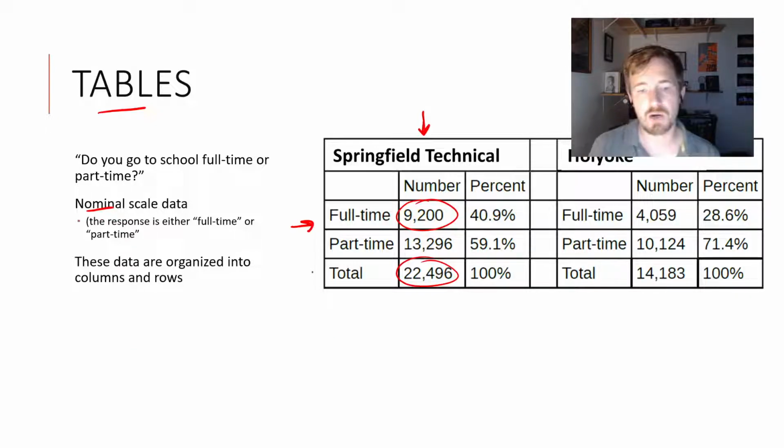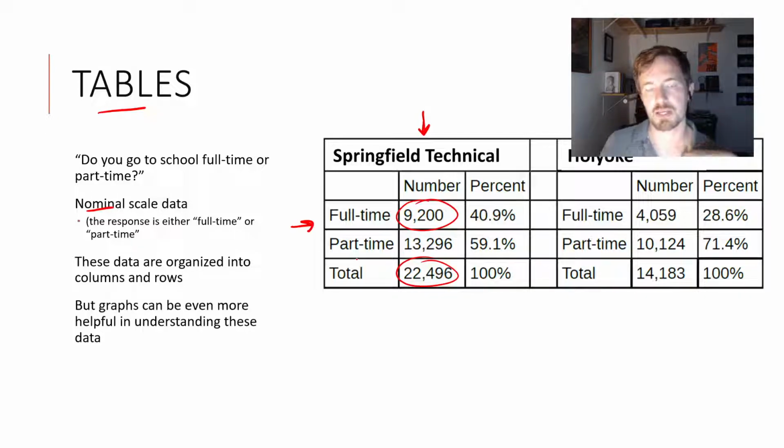Why is it nominal scale? Because we have full-time, we have part-time. That doesn't really tell us much, right? Full-time tells us that they're probably taking somewhere between 12 hours and 21 hours, and they're part-time at somewhere between maybe 1 hour and 11 hours, right? So it doesn't really tell us all that much. But we can still show the number counts, the frequency counts, and we can put that into a percentage. We'll talk more about how to turn it into percentages later.